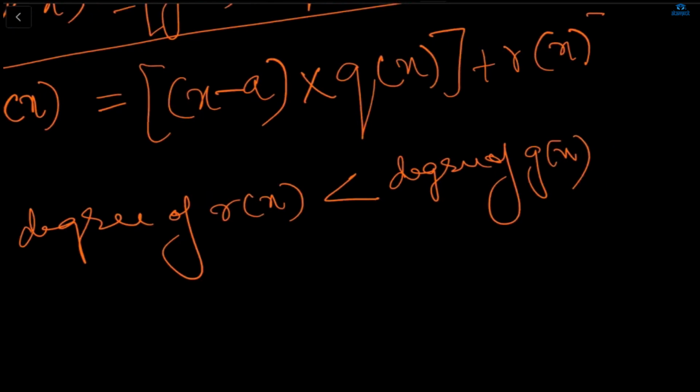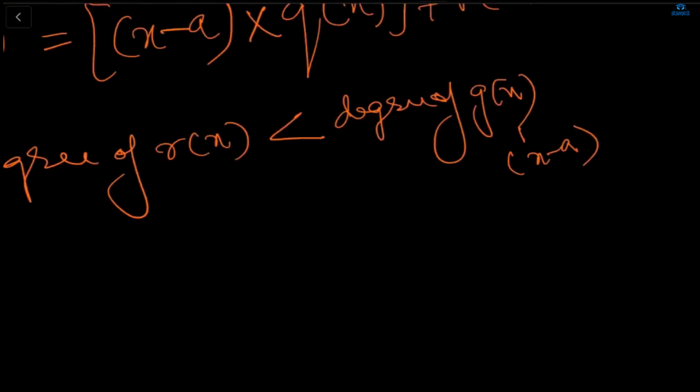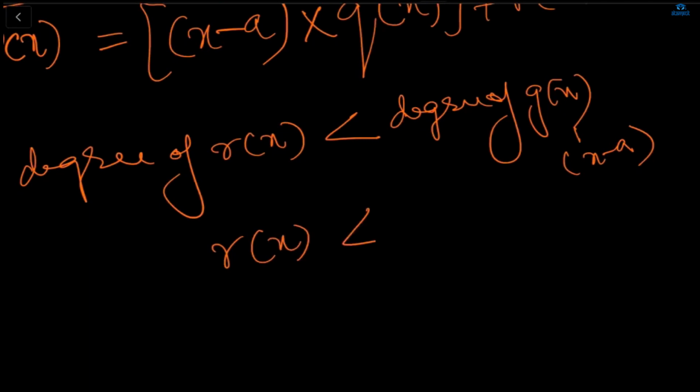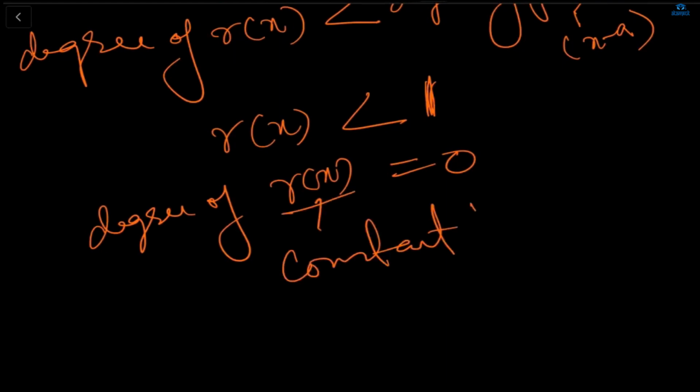Now, what is the degree of g(x) here? g(x) is the divisor, x minus a. So what is the degree? The degree is 1. So the degree of r(x) should be less than 1, and less than 1 is 0. So the degree of r(x) will be equal to 0, which means it is a constant term.